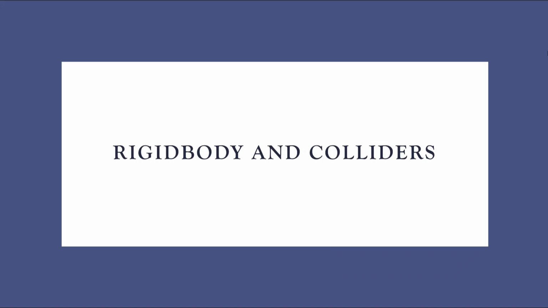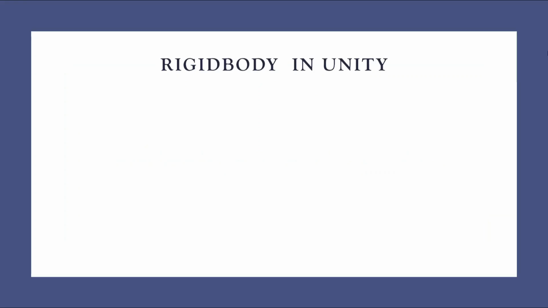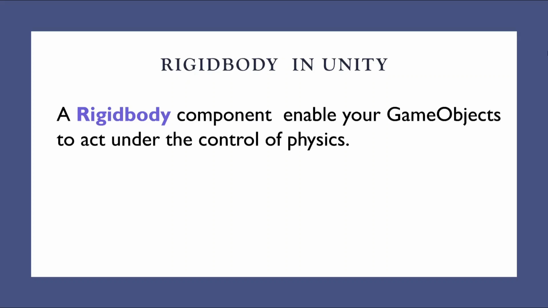In this lecture, we will be understanding in detail about rigid body and colliders. What is this rigid body in Unity? Whenever we add objects into our game scene, those components will not have any weight or physics kind of components. But if you want to enable your game objects to act under the control of physics, then the rigid body component needs to be added to your game object.